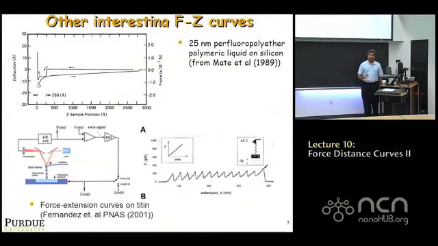Okay, now I hope you've had your coffee in the morning, because I'm going to ask you to interpret, or think about interpreting, an FZ curve that is shown on the top left. This is from an old paper, 1989.